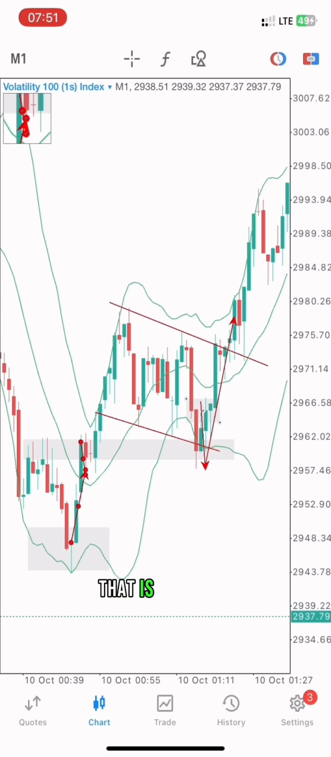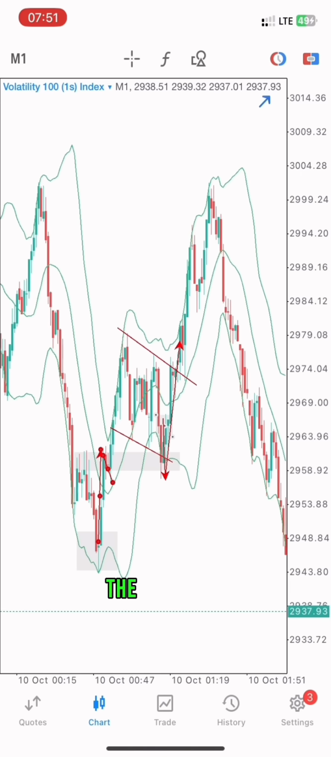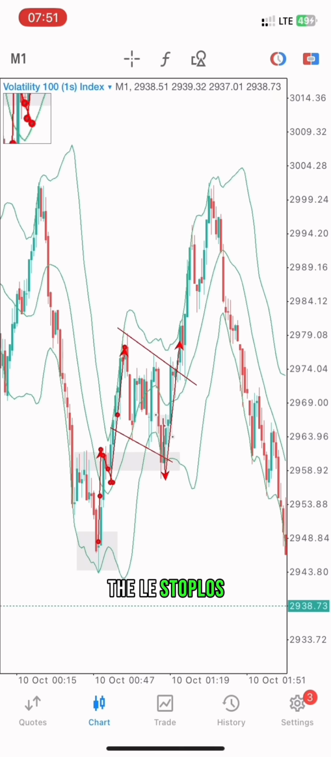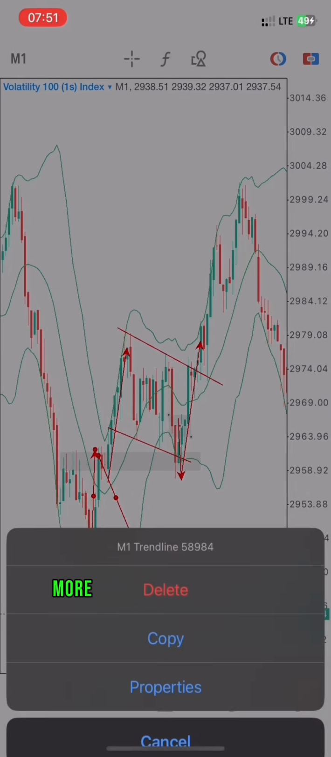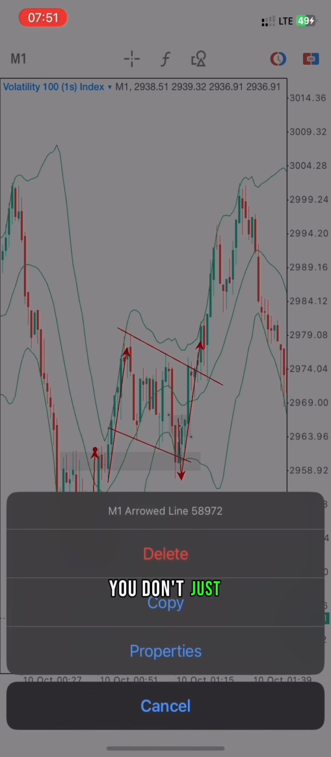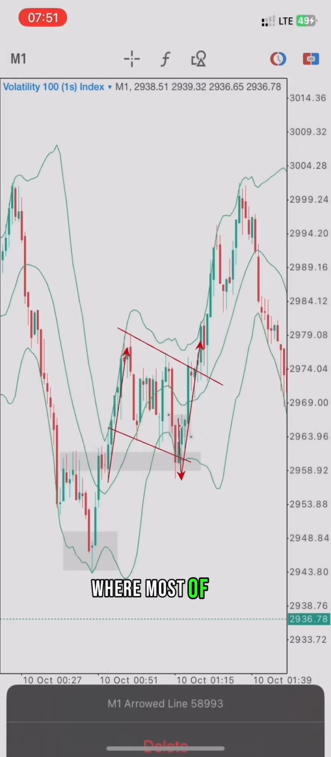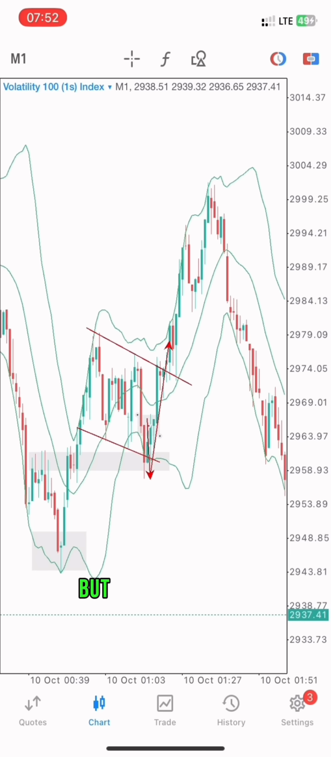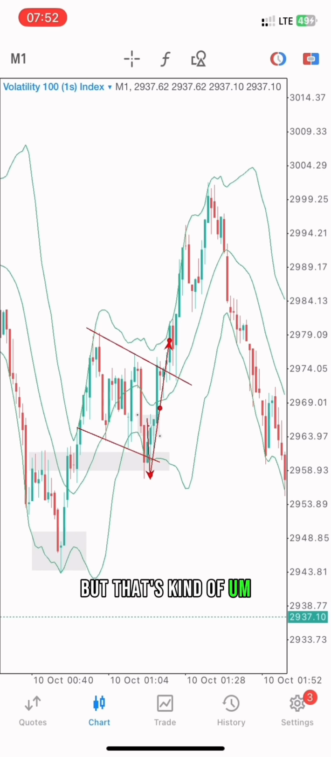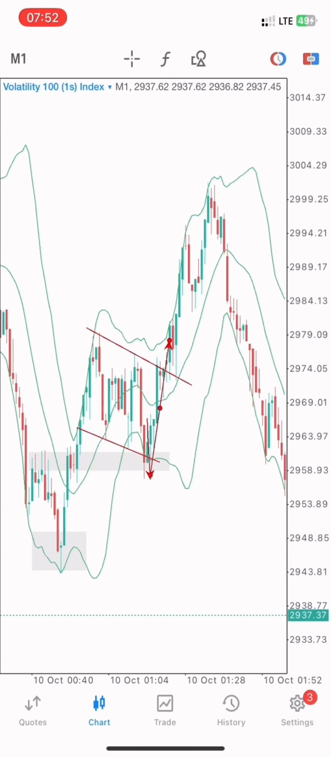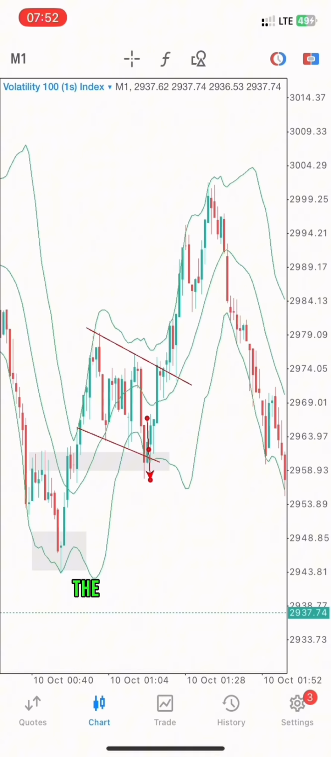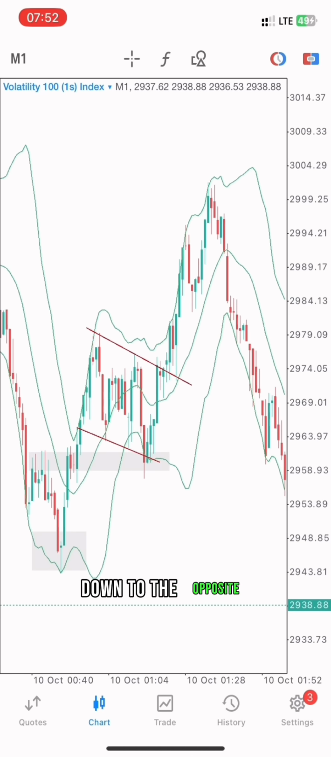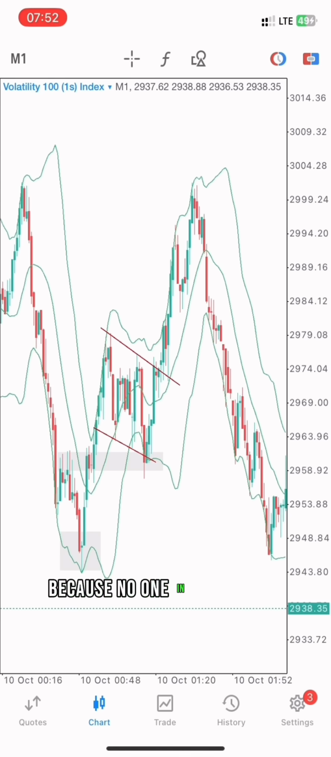So you need to be aware of the early stop loss which is going to be taken by the market. You need to be aware so that you trade more like the professionals. You don't just enter a buy. Most of you wait for breakout, but that's kind of for the amateurs. What you need to do is enter when it has hit the area of confluence down to the opposite, because no one in the market would be doing that.